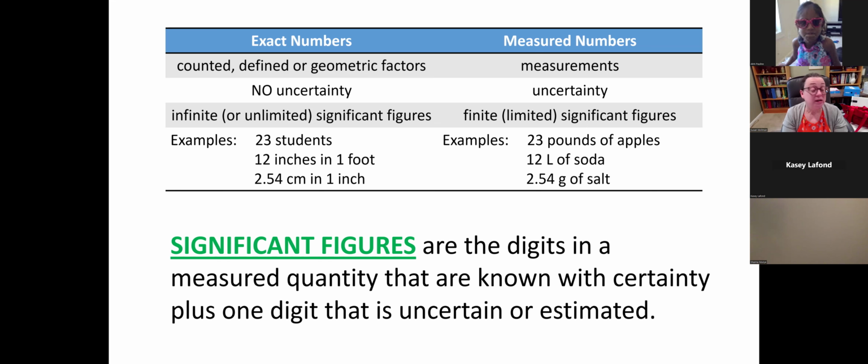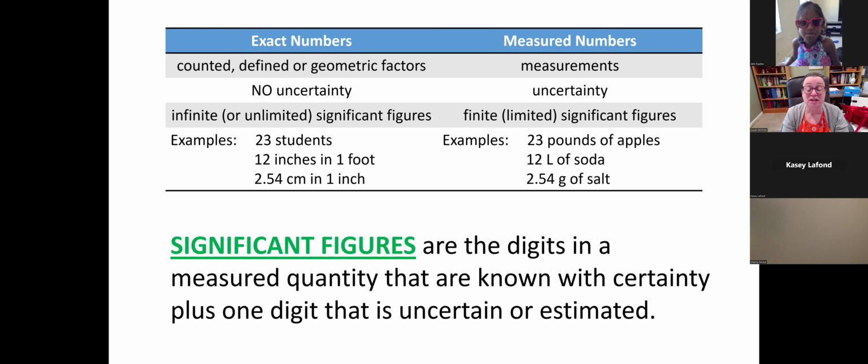So counting, right? We assume we can count, right? We can count how many students are here in this Zoom session with us, right? It's either, right? There's either 20 or there's 19, right? There's not maybe 19 and a half, right? It doesn't work that way, right? Counting gives us an exact number or a definition, right?